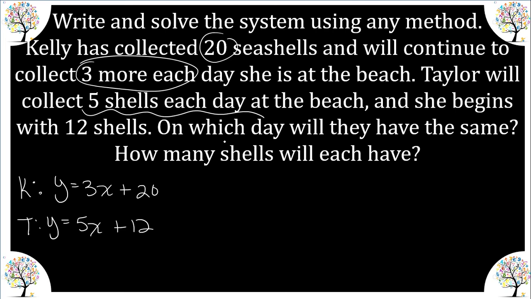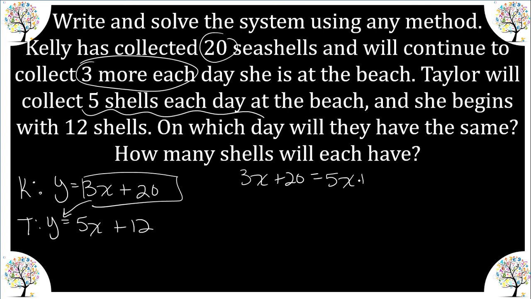We want to know at what day will they have the same amount. So we're going to use substitution. So I'm going to take 3x plus 20 and substitute it for this y. So we want to know at what day do these two folks have the same amount of shells. So we're just setting their expressions equal to one another. That makes sense. So we have variables on both sides.